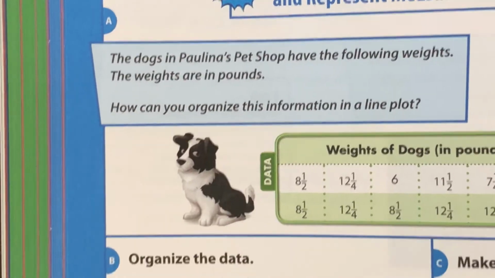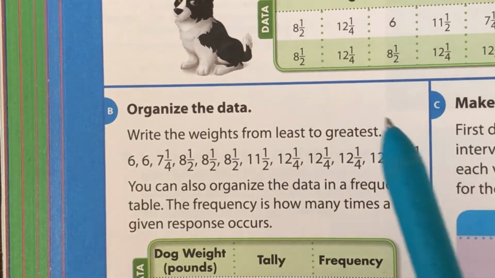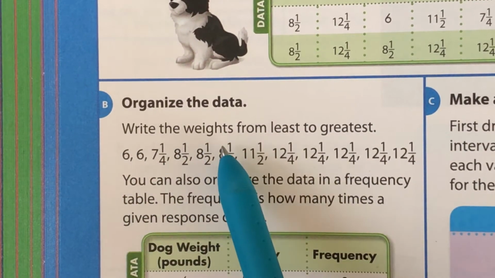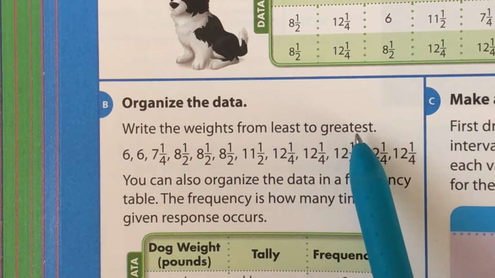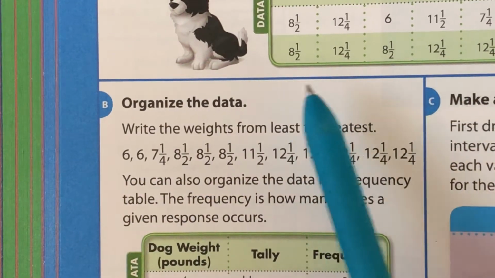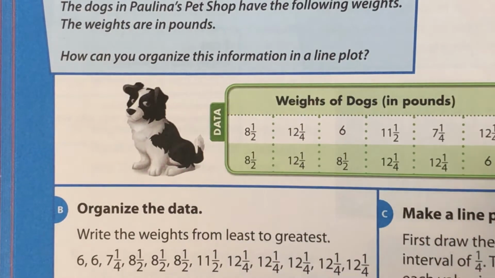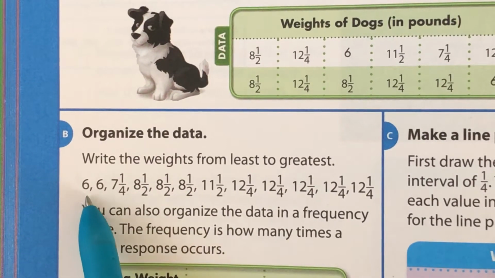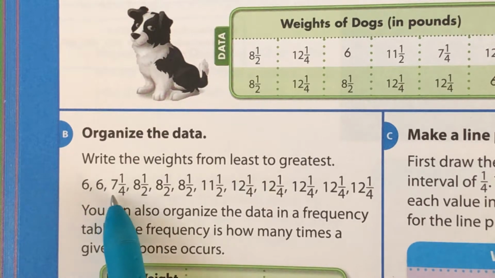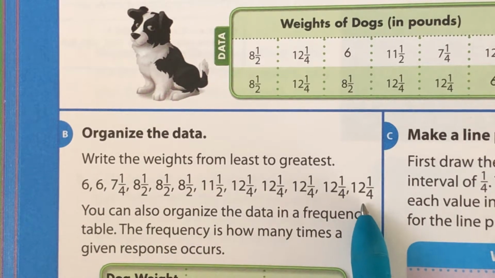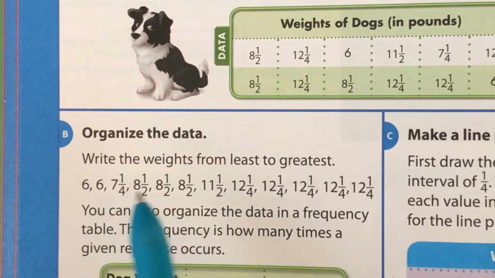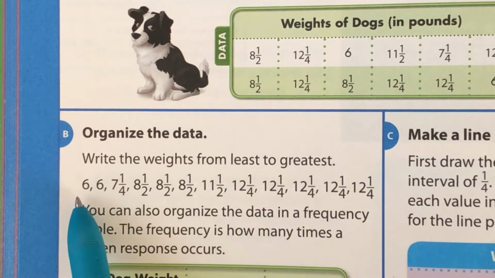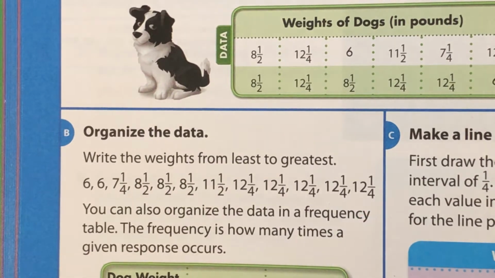So first, what I would suggest when we organize this data is to write down the data. In this case, it's the weights of the dogs, but write down the data from least to greatest. We had all this data, but now if we order from least to greatest, we see the smallest weight of a dog is 6, and the biggest weight is 12 1/4. So that's helpful for us, that the range of the data goes from 6 to 12 1/4.